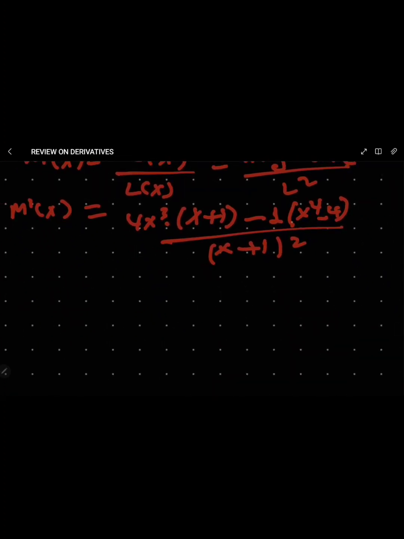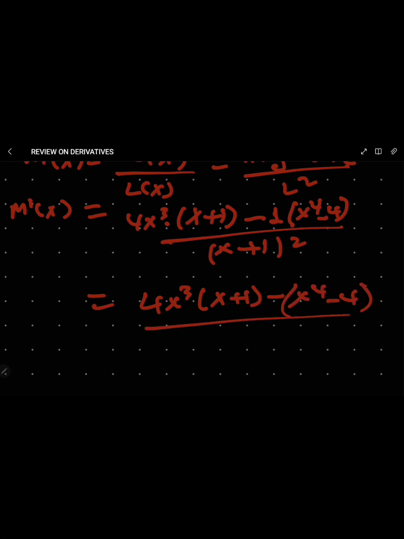All right, is there anything common? We can take it out, or you can leave it like this. So this is 4x raised to 3 into x plus 1, minus 1 times x raised to 4 minus 4, over x plus 1 the whole square. That is the solution. You apply the quotient rule here. How do you do this one?